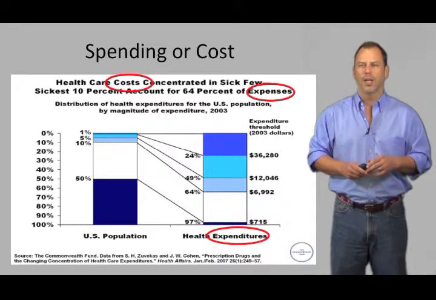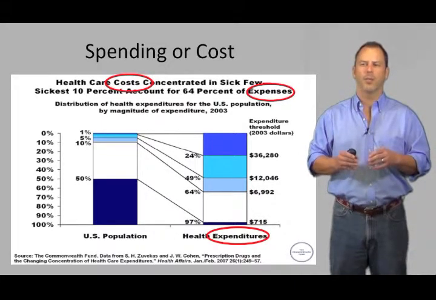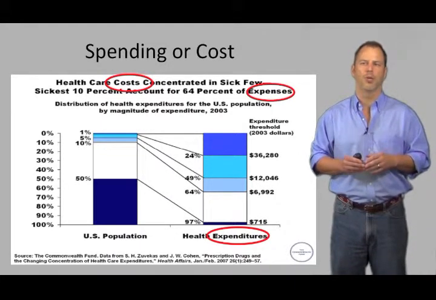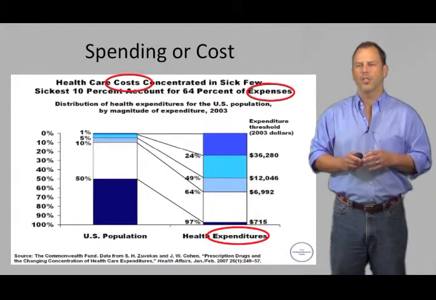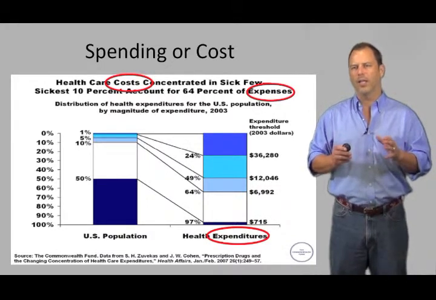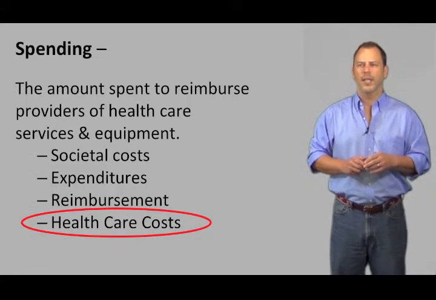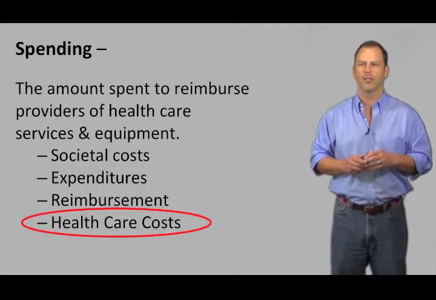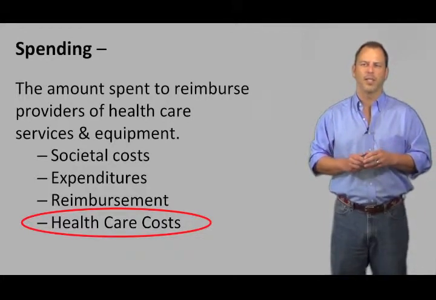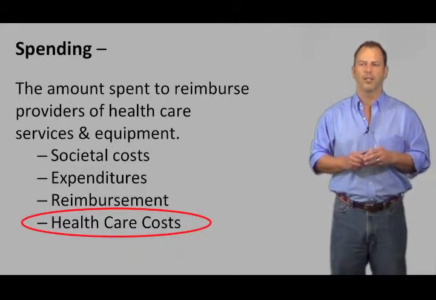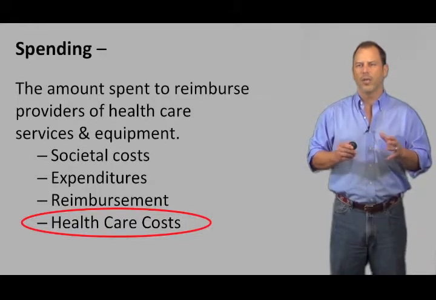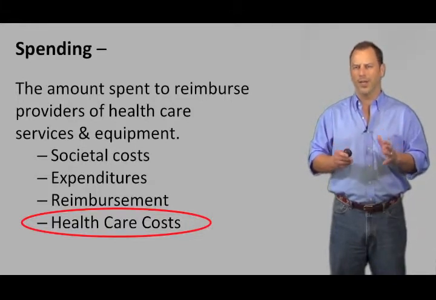I'm Thom Walsh. I'm one of the faculty members teaching at the Dartmouth Institute's Professional Education program. Let's define these terms more clearly and look at why clear definitions are so important. Healthcare spending is the amount spent by a payer to reimburse providers of healthcare services. Spending is sometimes referred to as societal costs, expenditures, reimbursement, or occasionally healthcare costs.